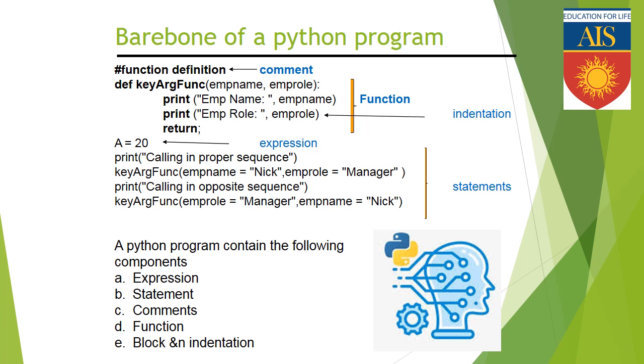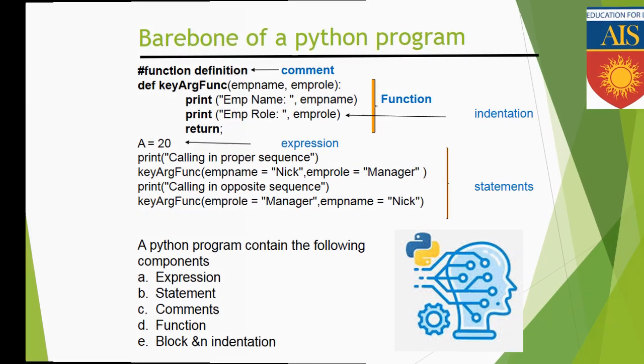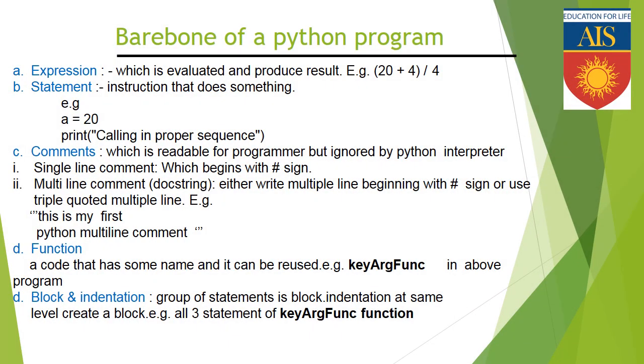A Python program contains the following components: expression, statement, comments, function, block, and indentation. What is an expression? It is something which is evaluated and produces a result. That means 20 plus 4 by 4. The output will come as an expression. Statement: a statement is an instruction that does something. Example: a equals 20, print calling in proper sequence. So this print option works with a statement.